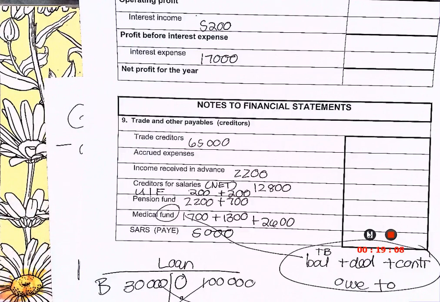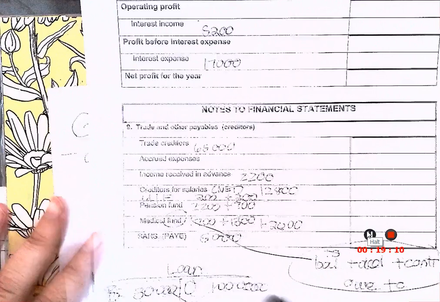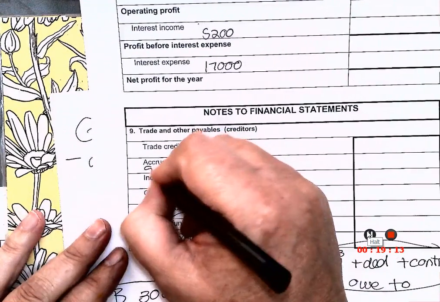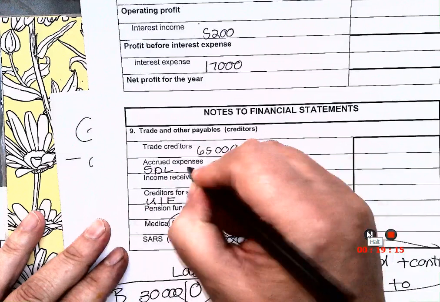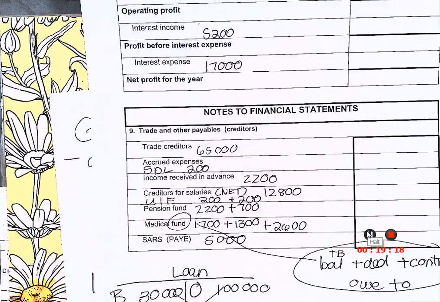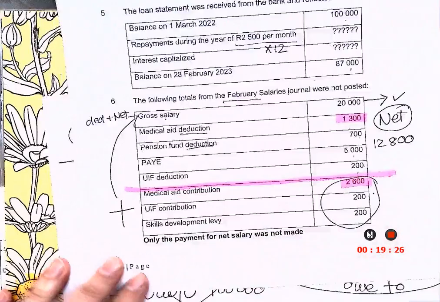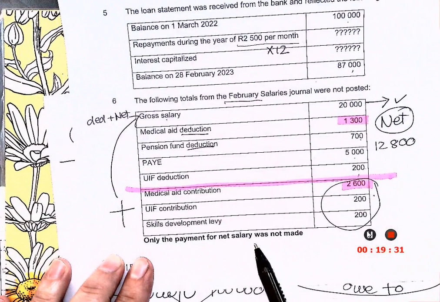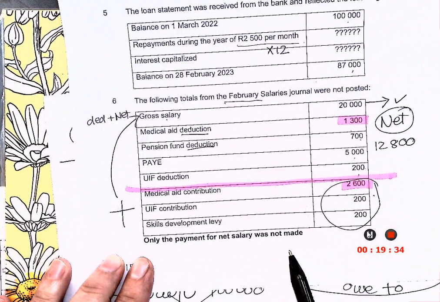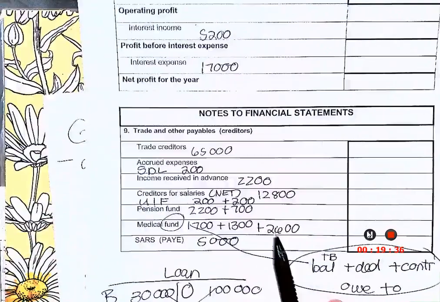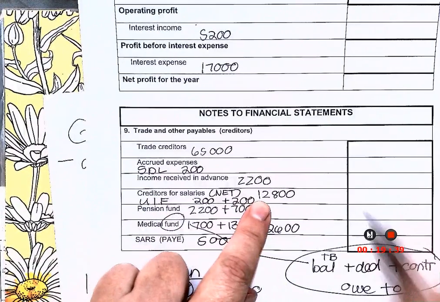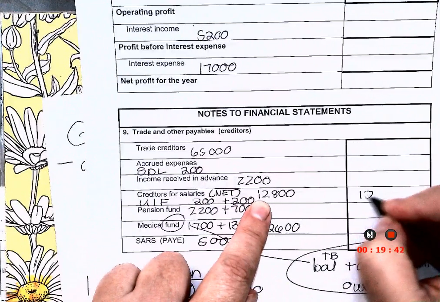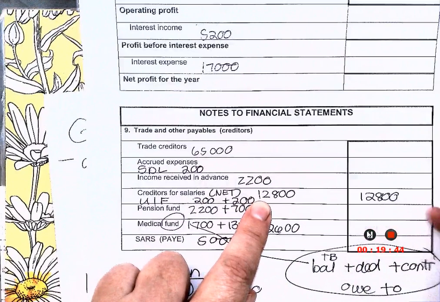So now, I still need the skills development levy. So I'm going to push it in here. Skills development levy, also 200. Okay. So now I've put all the information everywhere, and now they give me this bold statement here. They say only the payment for net salary was not made. Okay, so if I go here, I still owe the creditors for salary.